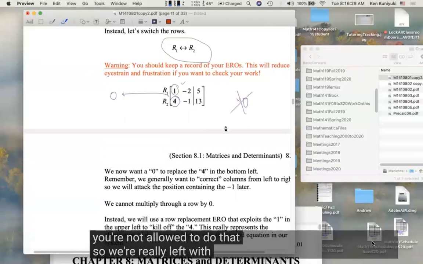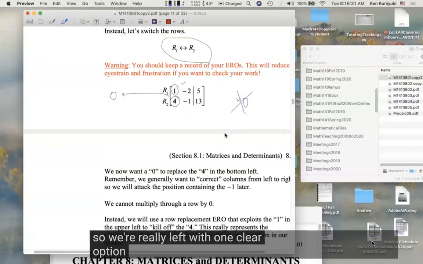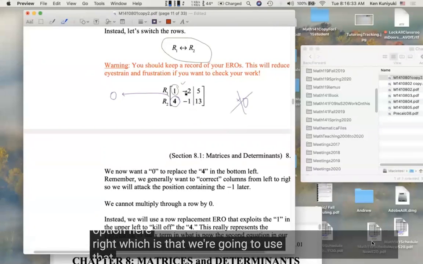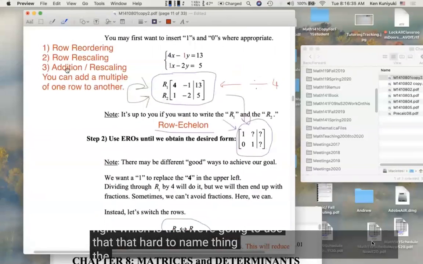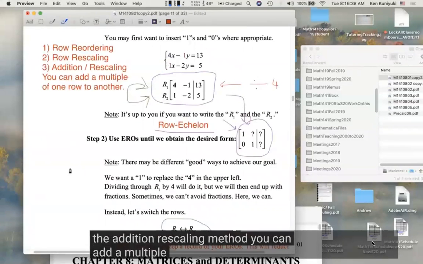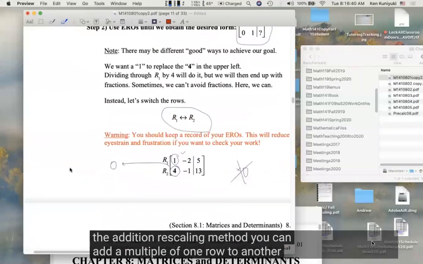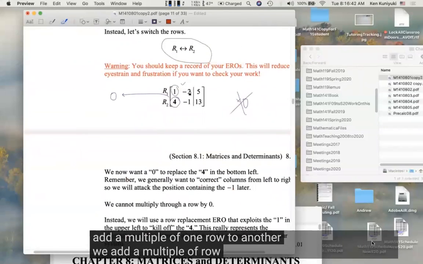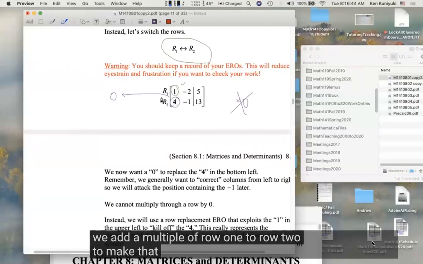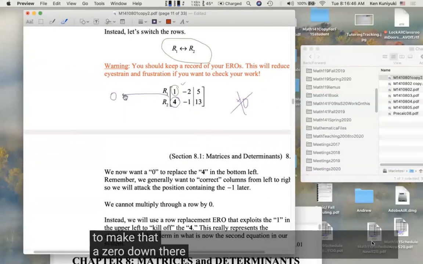So we're really left with one clear option here, right? Which is that we're going to use that hard to name thing, the addition rescaling method. You can add a multiple of one row to another. We add a multiple of row 1 to row 2 to make that a 0 down there.